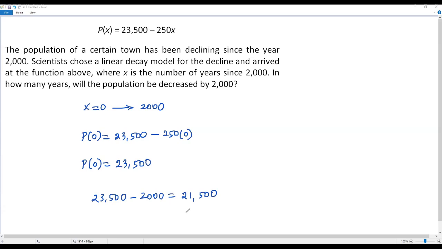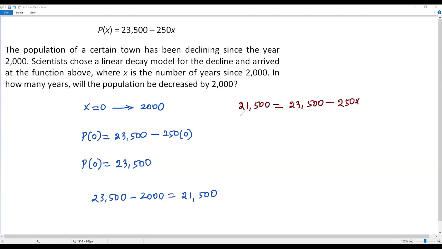So we have to find the number of years for the population to reach this one, that is, the population after 23,500 is decreased by 2000. For that, we have to plug in this new population for p of x over here and find the value of x, because x represents the number of years since 2000. Now let me plug in this new population 21,500 into the function p of x. Then I'm getting 21,500 equals 23,500 negative 250x.